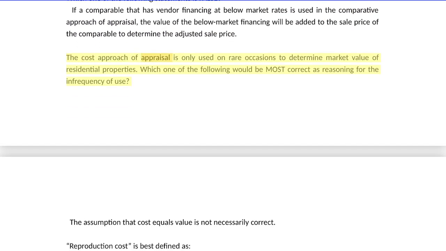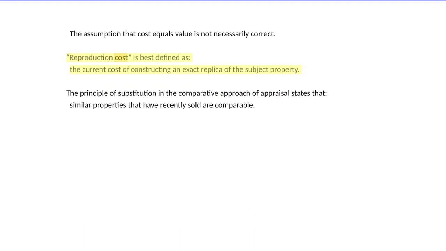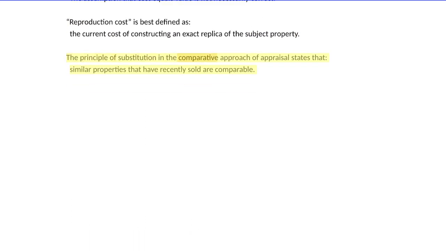The cost approach of appraisal is only used on rare occasions to determine market value of residential properties. Which one of the following would be most correct as reasoning for the infrequency of use? The assumption that cost equals value is not necessarily correct. Reproduction cost is best defined as the current cost of constructing an exact replica of the subject property. The principle of substitution in the comparative approach of appraisal states that similar properties that have recently sold are comparable.